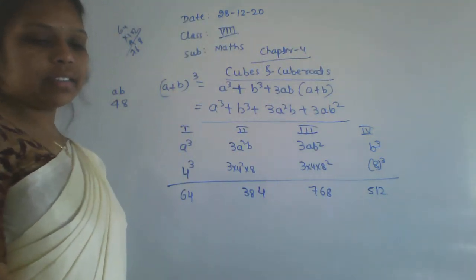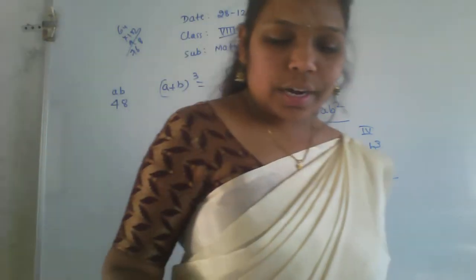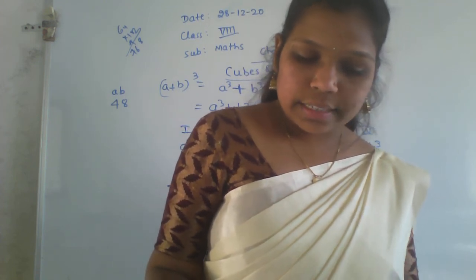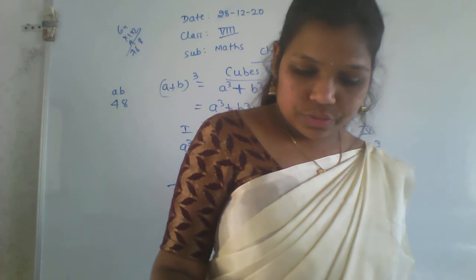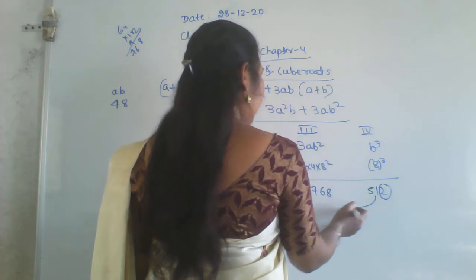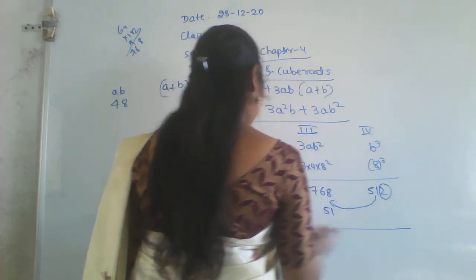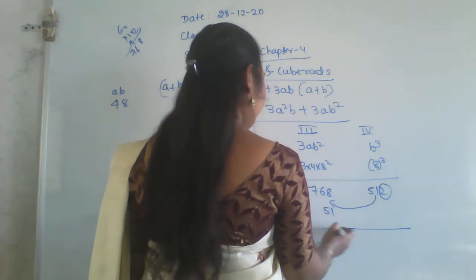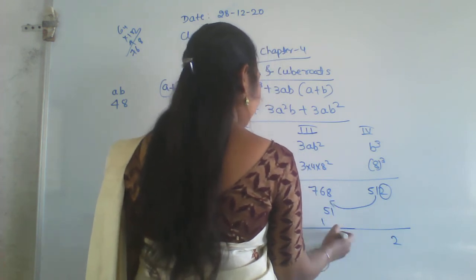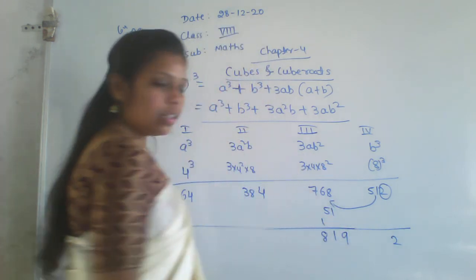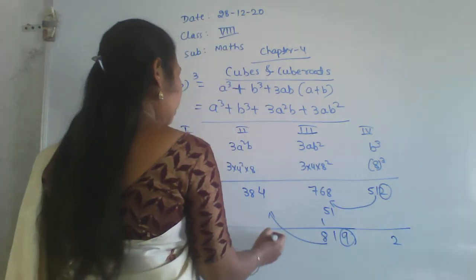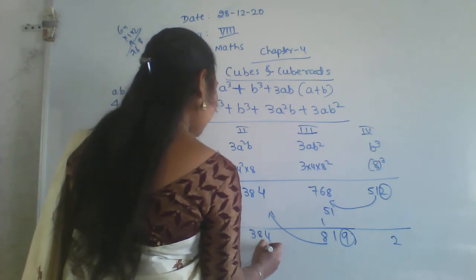And in the next step, what you have to do here is encircle the 1's digit of the b cube, and the rest of the digits are added to the 3ab square column. Okay, so only 1 is written here, and this 51 take this side and add here. What it will become: here only left with the 2 and here 9, it is 11 and here 8, right? So next encircle this 9 and this 81 go to this side, add here 384 plus 81.